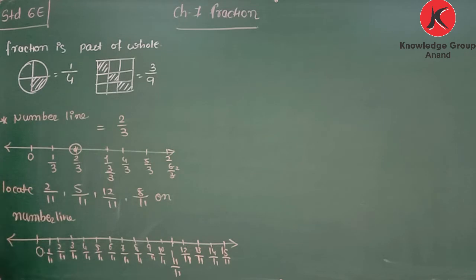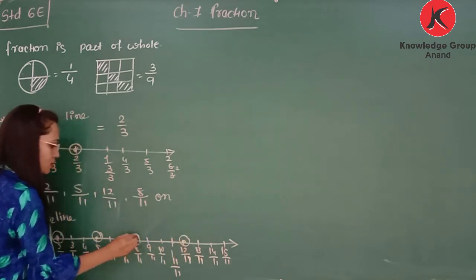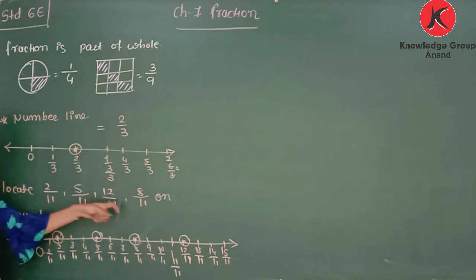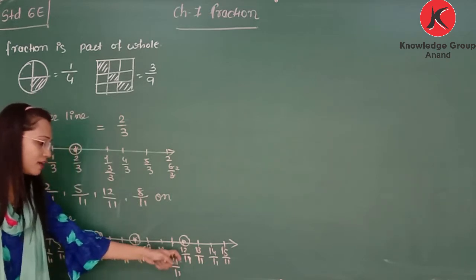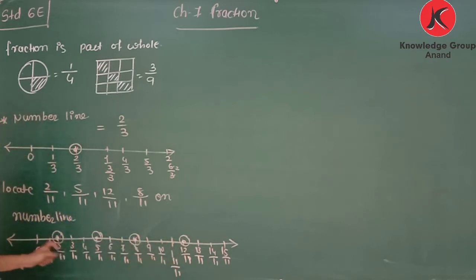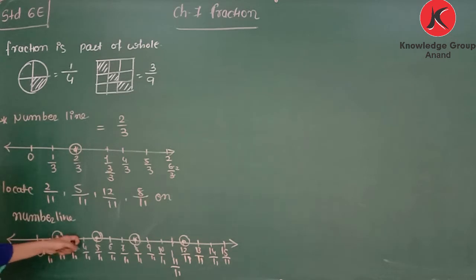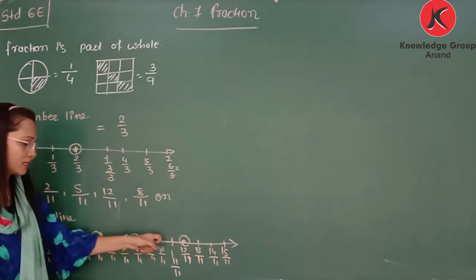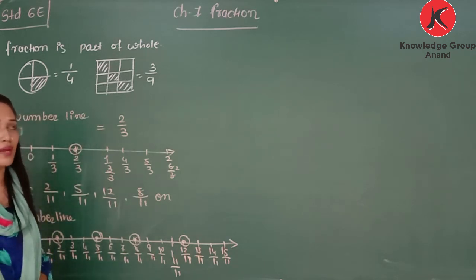Clear? You can further draw the number line. So where is 2 by 11? It is here. 5 by 11 is here. 12 by 11 is here, and 8 by 11 is here. Here the denominator represents the number of equal parts between 0 and 1. There must be 11 by 11 on 1. So here it represents 0 to 1 divided into 11 equal parts. You can count the parts also: 1, 2, 3, 4, 5, 6, 7, 8, 9, 10, 11. Clear? So this is the way we represent fractions on the number line.